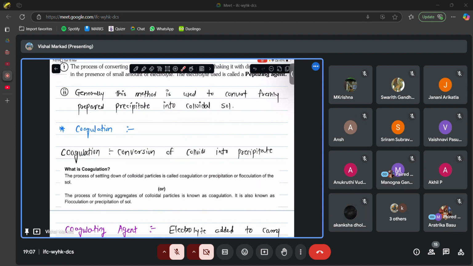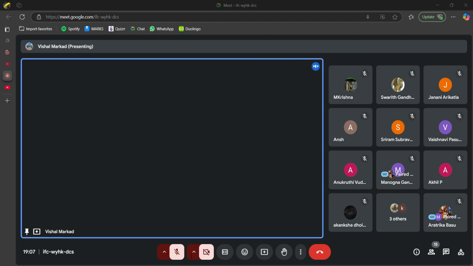Clear? Listen carefully. In a colloid, disperse phase particles are in continuous movement in a dispersion medium. When we stop that movement and accumulate all the particles at the bottom, that is called precipitation or precipitate. So when we convert colloids into precipitate, that is called coagulation.